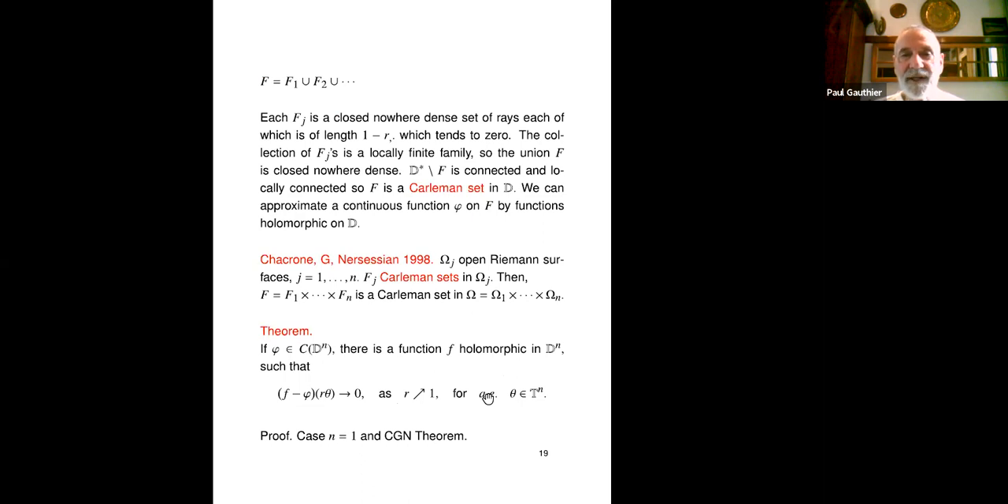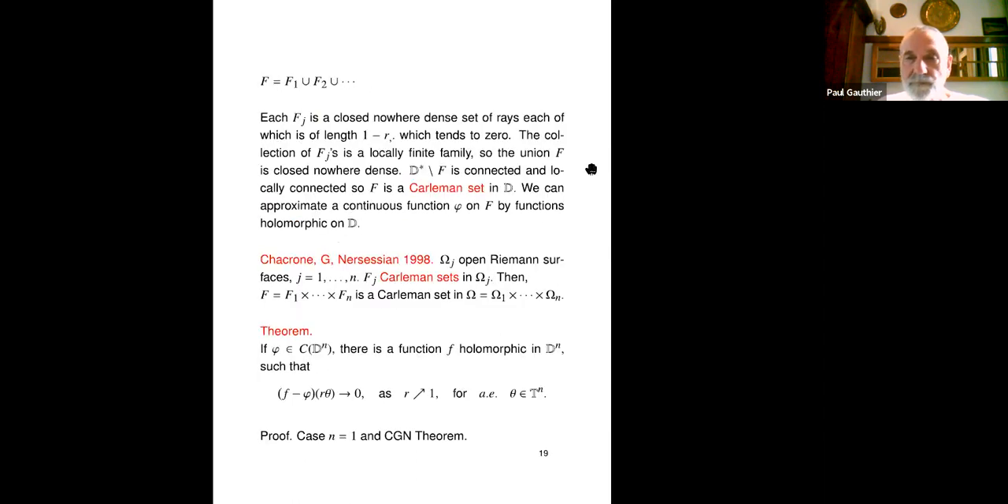So each F_j is a closed nowhere dense set of rays, each of which is of length 1 over r_j, and so these rays get closer and closer to the unit circle. The collection of these rays is a locally finite family. So the union F is a closed nowhere dense set. D star minus F is connected and locally connected. So it's a Carleman set. We can approximate continuous functions on F by functions holomorphic on D.